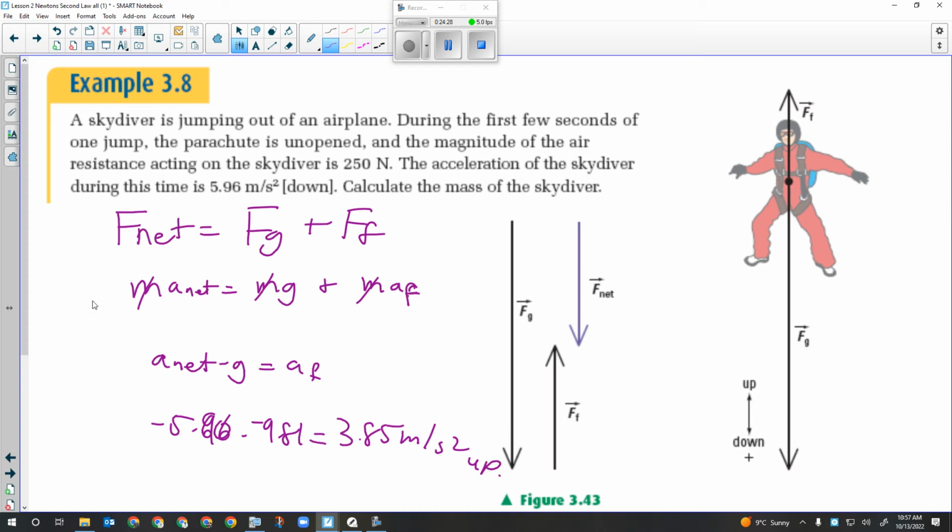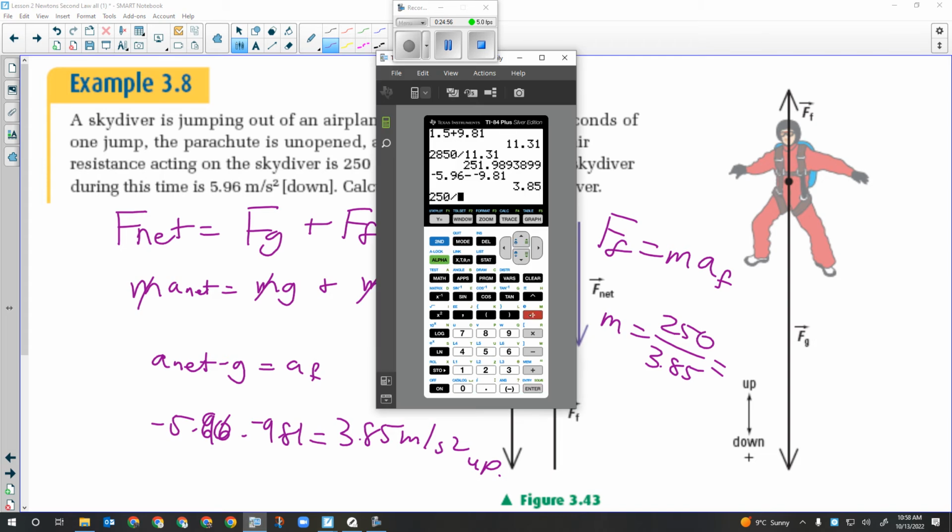up. Now I'm going to go back to this. The force of friction equals mass times the acceleration due to friction. They told me the force of friction is 250. I just calculated the acceleration due to friction, so now I can calculate the mass. So that's going to be 250 divided by 3.85. So they have a mass of 65 kilograms.